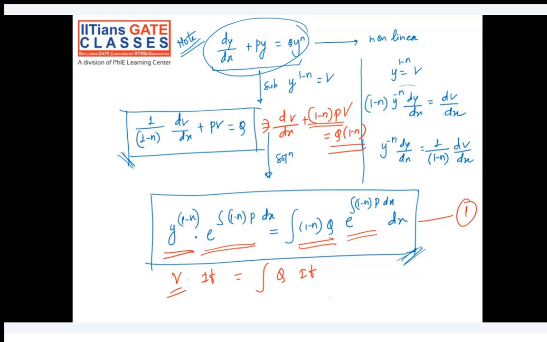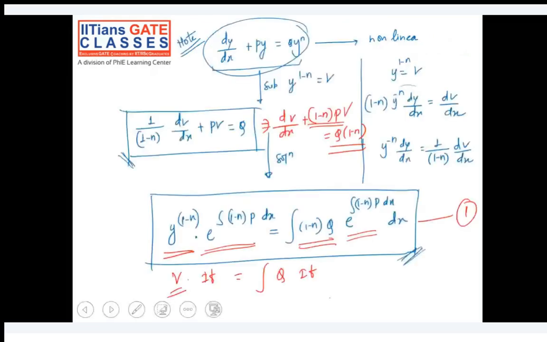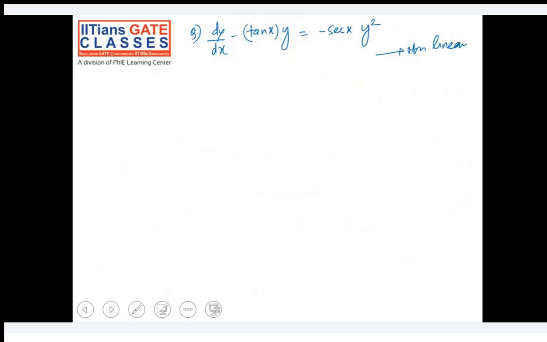Okay, let me give one question so the things will be more clear. dy by dx minus tan of x into y is equal to minus sec x into y square. Y square term is there, y is the dependent variable here, so it's a non-linear equation. How to solve it? You have to do some substitution. So what substitution do you have to do? As I said, you have to substitute v is equal to y raised to the power 1 minus n. So n here is 2.